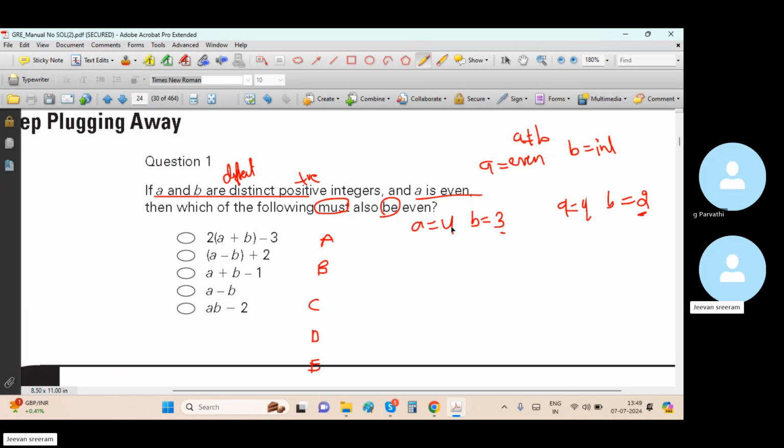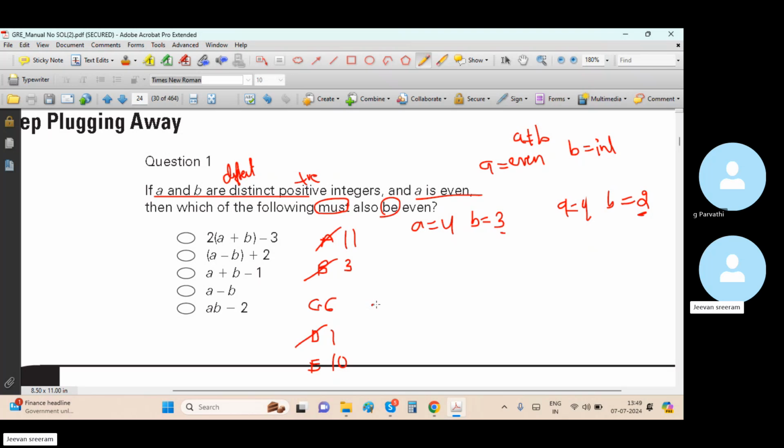Answer choice A: 4 plus 3, 7. 7 twos are 14. 14 minus 3, 11. It's an odd, but I need an even all the time. 4 minus 3, 1. 1 plus 2, 3. It's an odd. I need an even number. C: 4 plus 3, 7. 7 minus 1, 6. Keep it aside. D: A minus B, 2, even. E: AB minus 2, 8 minus 2, 6, even.